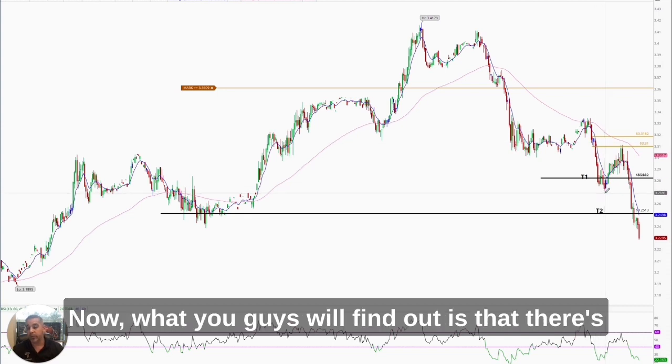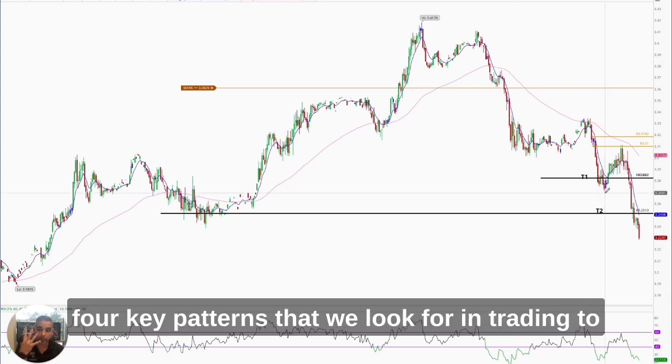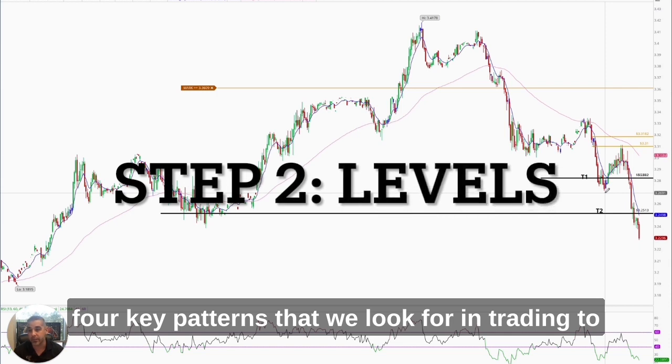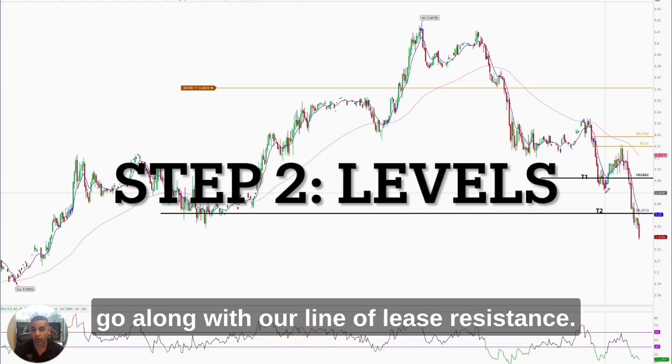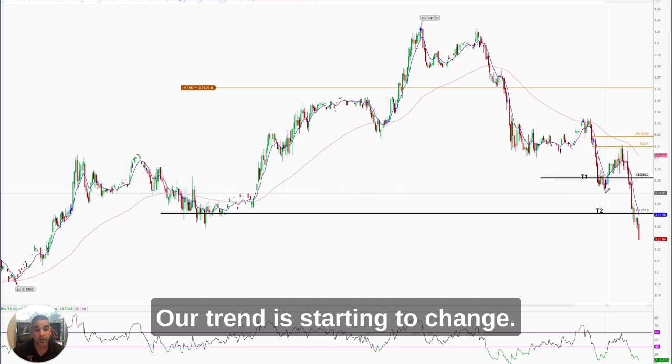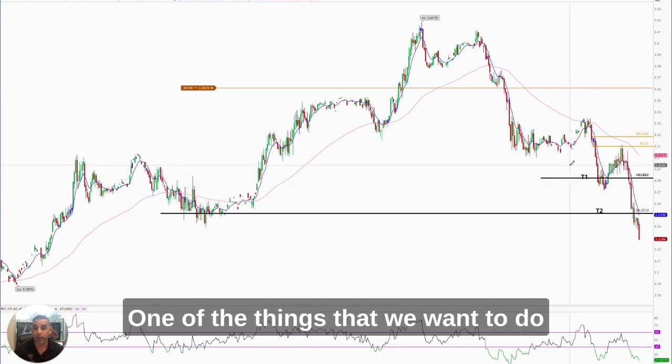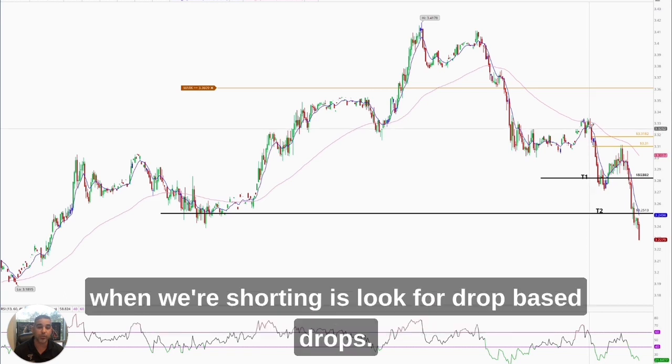Now, what you guys will find out is that there's 4 key patterns that we look for in trading to go along with our line of least resistance. Our line of least resistance is our trend. Our trend is starting to change. One of the things that we want to do when we're shorting is look for drop-based drops.